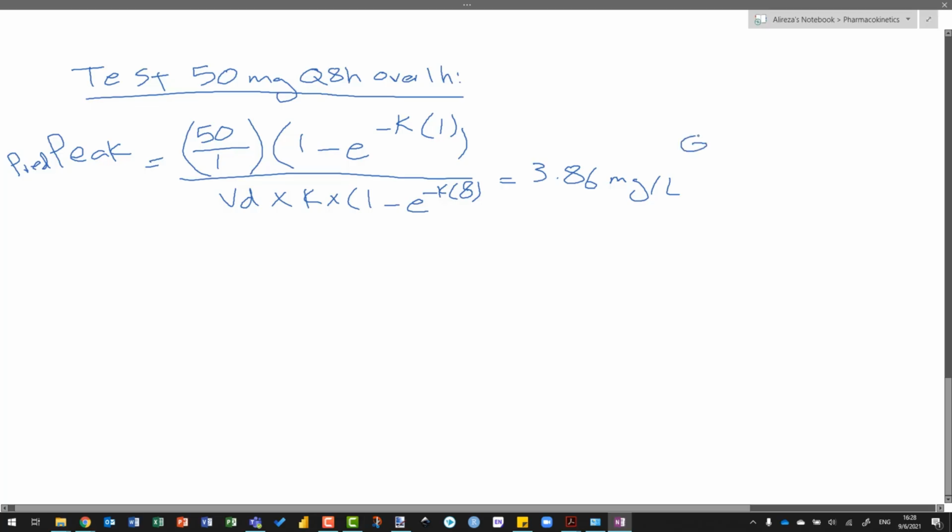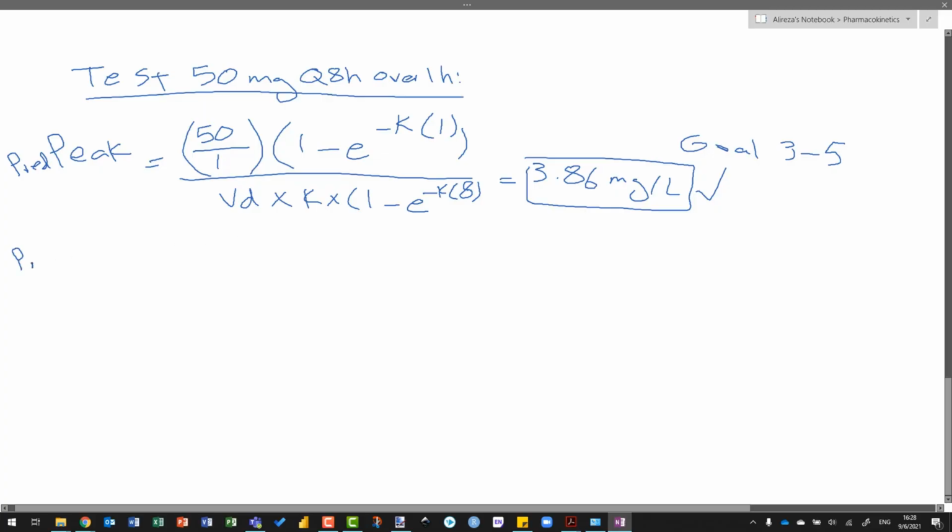milligram per liter. Now our goal was 3 to 5. So this is within goal. So this is something we like. So, as long as it's equal to or greater than 3 and equal to or less than 5, this is a good peak.